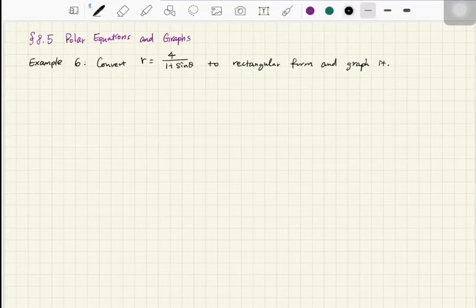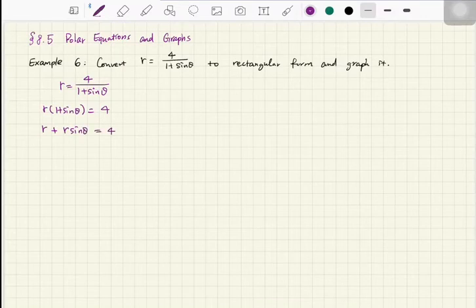Okay, so to do this one, I have r equal to 4 over 1 plus sine of theta. I do not like the fractions. I'm going to deal with the fraction by multiplying 1 plus sine of theta on both sides to get r times (1 plus sine theta) equal to 4. Multiplying them, I get r plus r sine of theta equals 4.